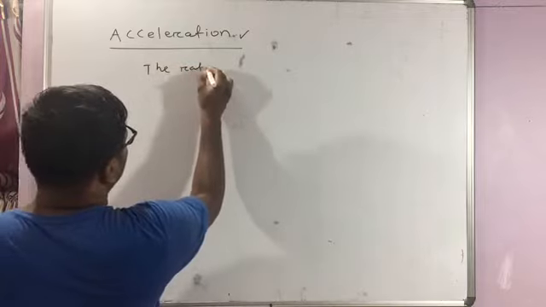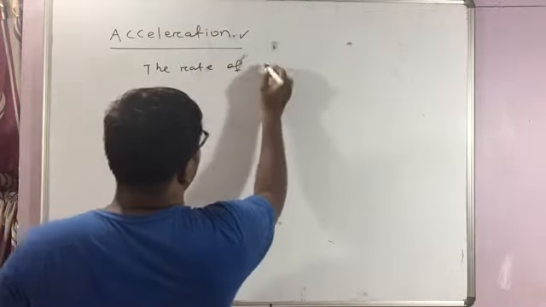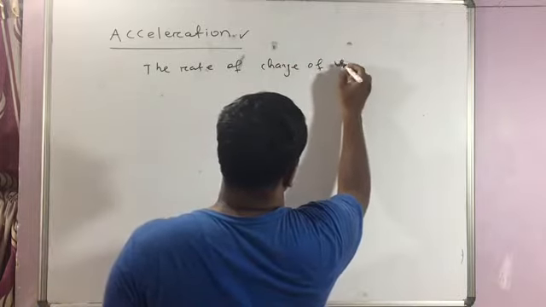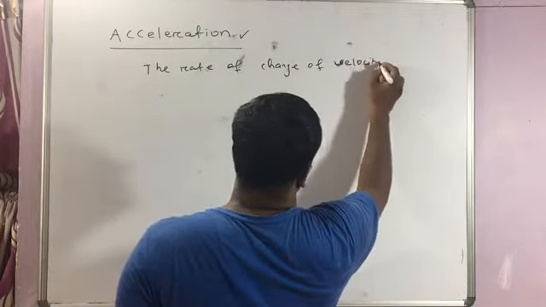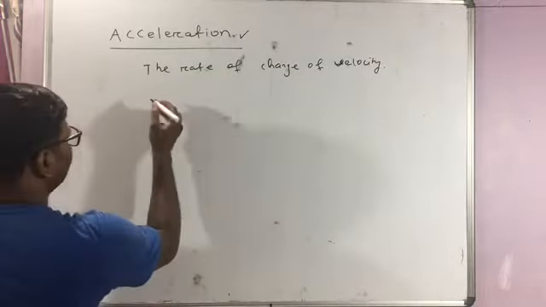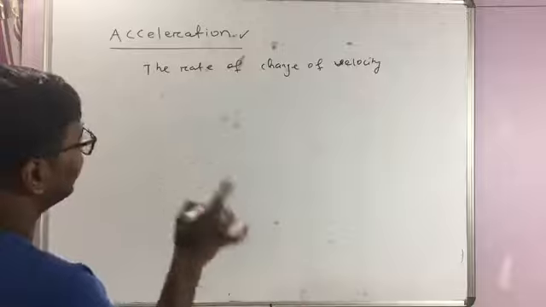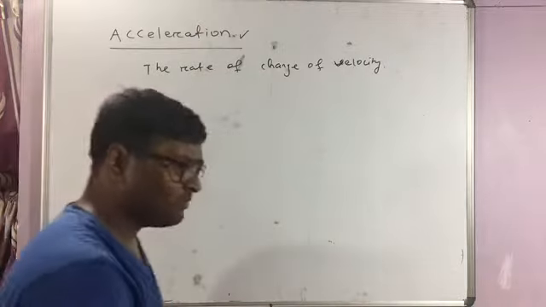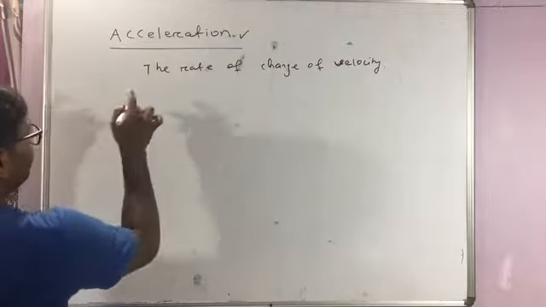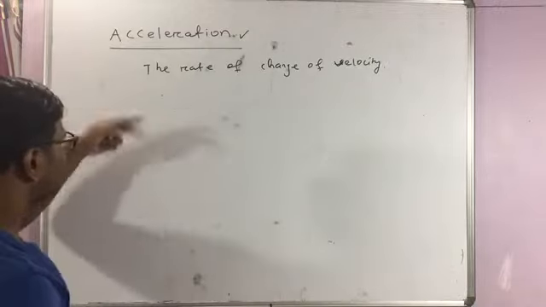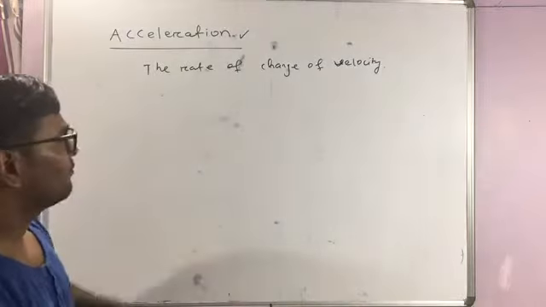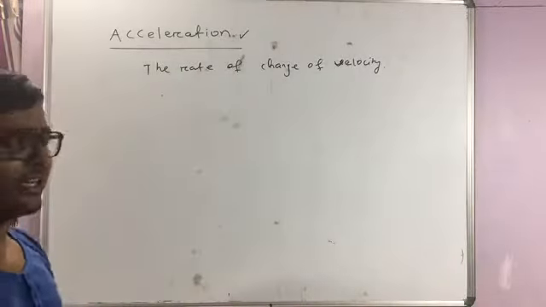The rate of change of velocity. The rate of change of velocity is called your acceleration. It means if the velocity of an object changes with time, then we can say the object has some acceleration. So this leads to two kinds of definition, just like your velocity, the average value and the instantaneous value.